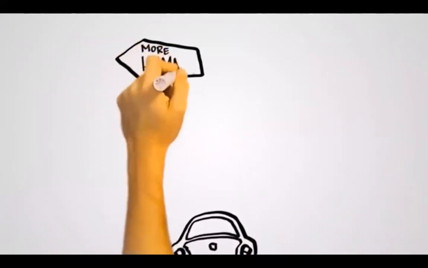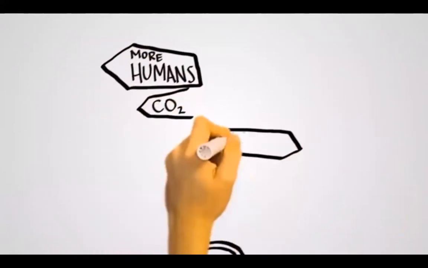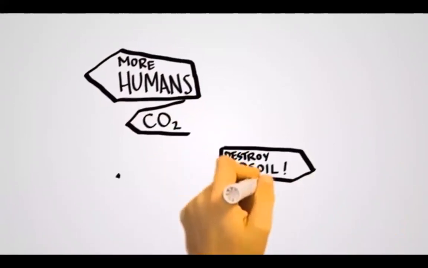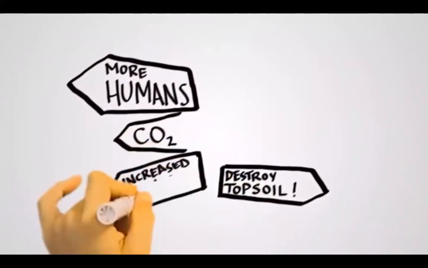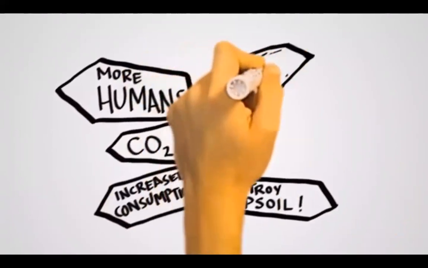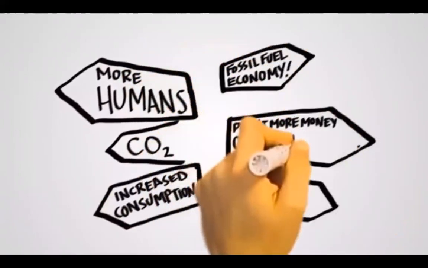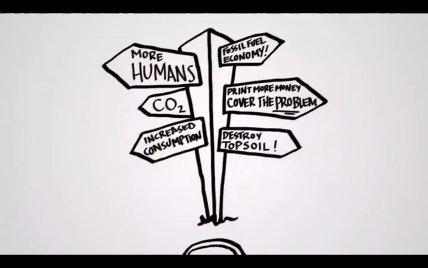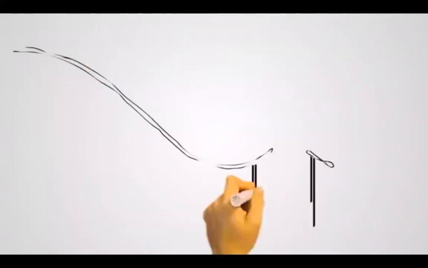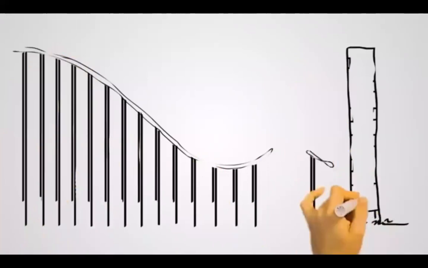We can't keep doubling human population. We can't keep dumping carbon in the atmosphere. We can't keep ruining topsoil. We can't keep growing population and consumption or basing our economy on depleting fossil fuels. We can't just print more money to solve the debt crisis. It's been an exhilarating ride, but there are limits.